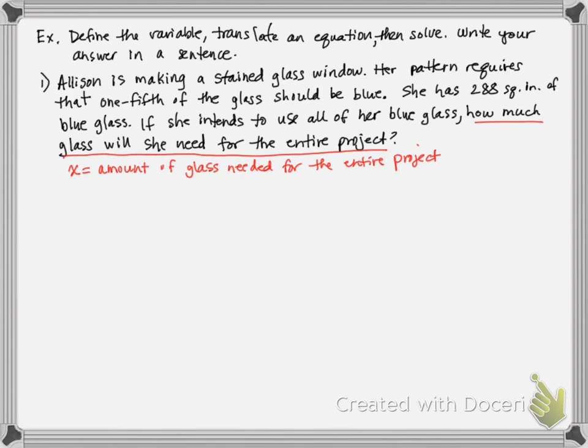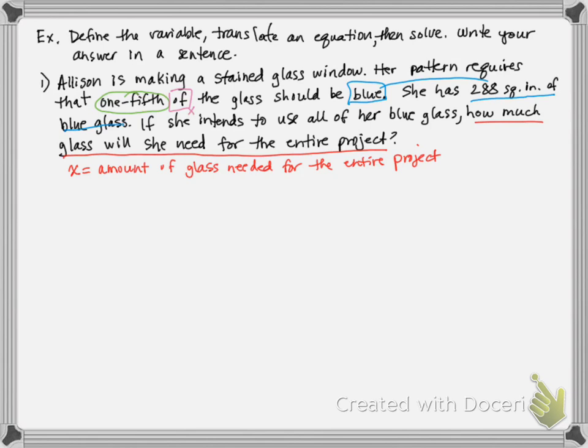First sentence, she's making a stained glass window. That's just giving you background. Her pattern requires that 1/5, okay, here's a number, of, that is an operation word. That one means to multiply. The glass should be blue. Okay, so then we're going to have blue glass. And then it talks to me about how much blue glass she has. Okay?